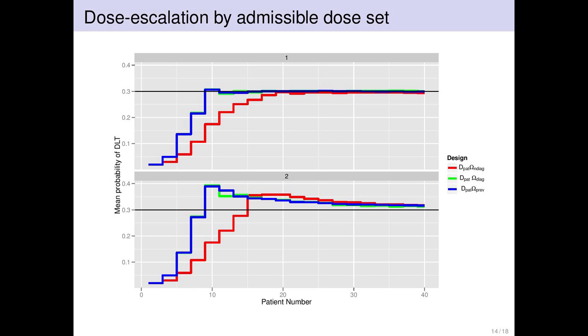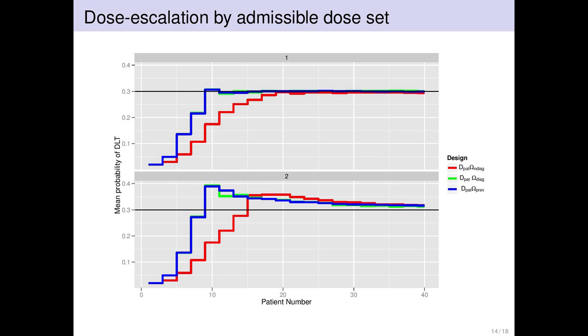If we have a look and see how the dose escalation performs, and this is the average over the 1,000 simulations, the top graph shows scenario 1. This is where our true probabilities are in agreement with the prior means. And the 3 lines show basically the different admissible dose strategies. The red line is where we do not allow diagonal escalation, and we can see that it escalates slower. It's more conservative, and it eventually reaches the target toxicity level of 30% after about 20 patients.